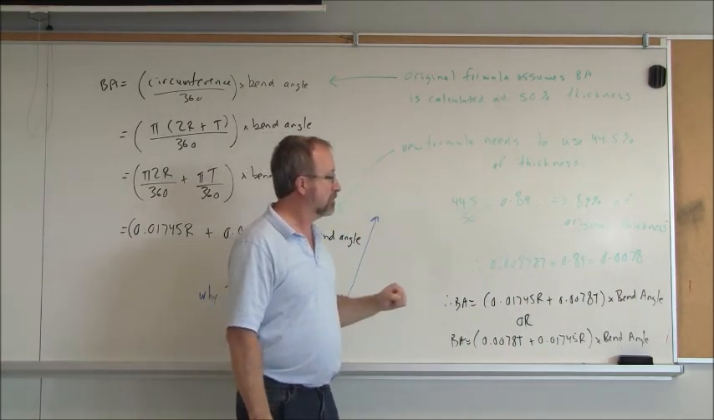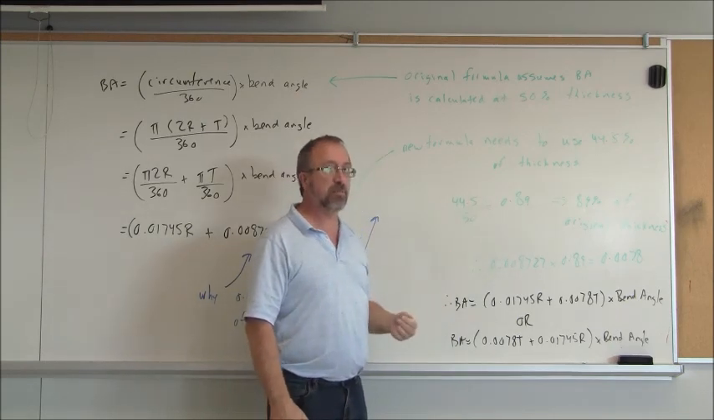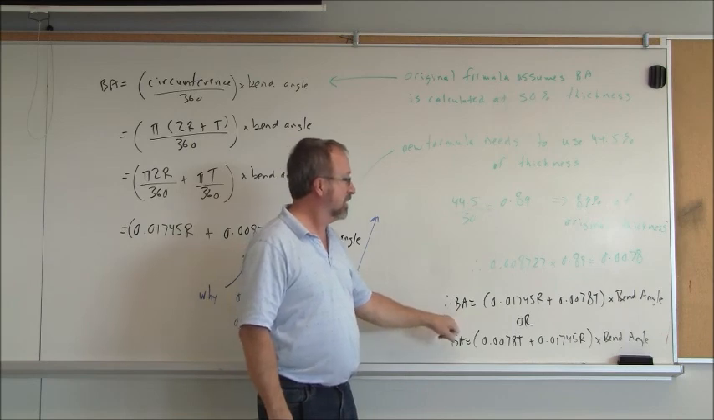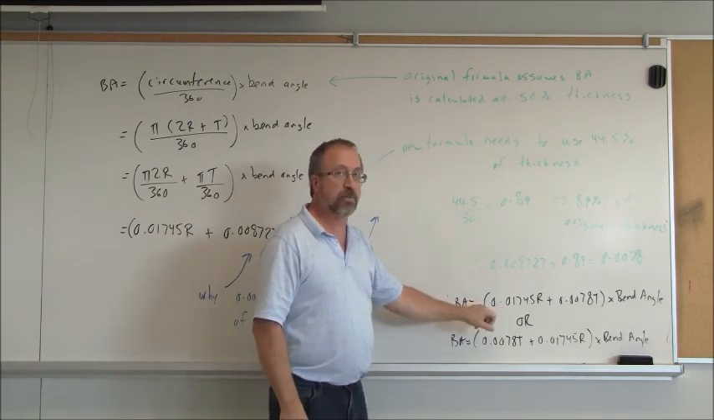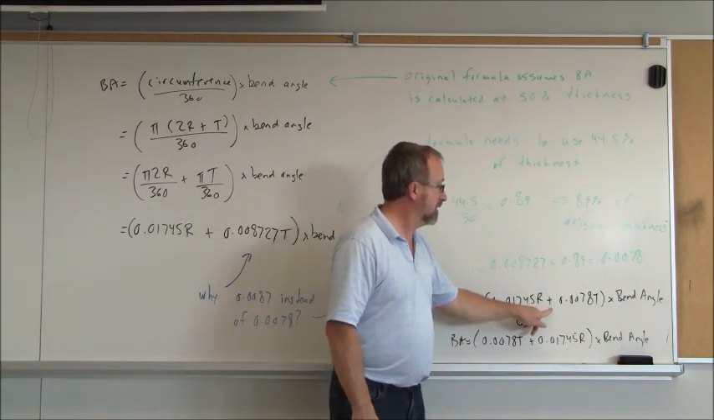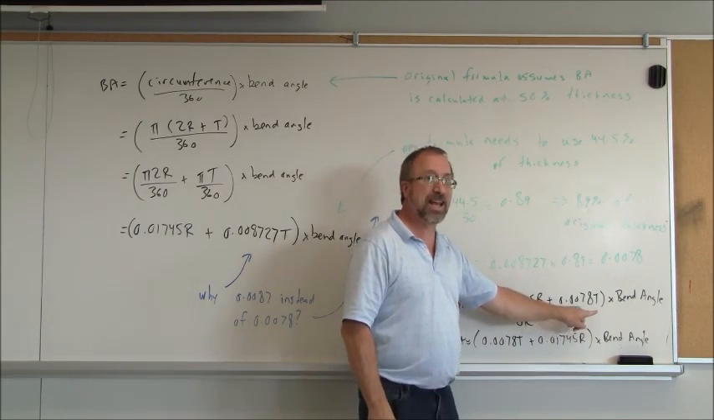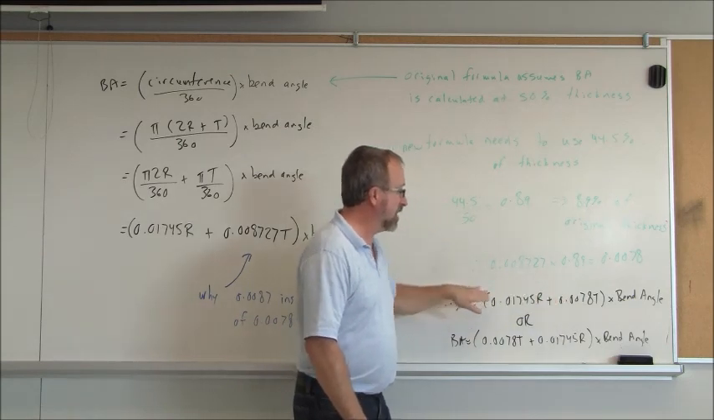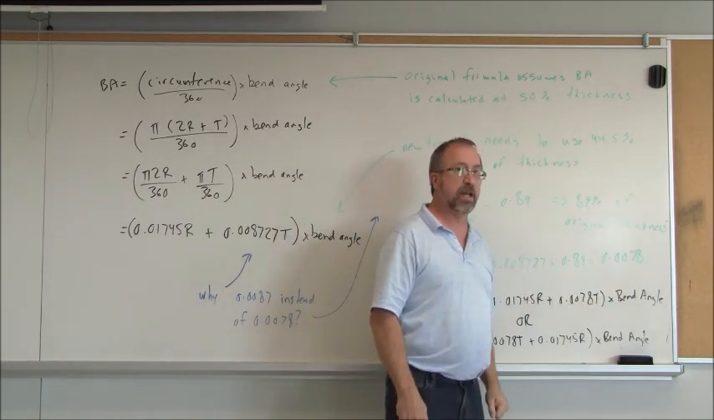So, at 44.5% of the thickness being where we measure the bend allowance, our formula is 0.01745 times the bend radius plus 0.0078 times the thickness. Calculate each of those, add them together, multiply by the bend angle.